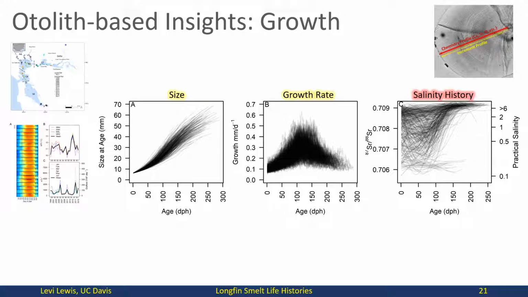You can see size at age on the left. You can see that converted into growth rates. And we call these growth chronologies. So we actually have the timing of growth rates through time. And then we also have the salinity chronologies or the chemical chronologies on the right.